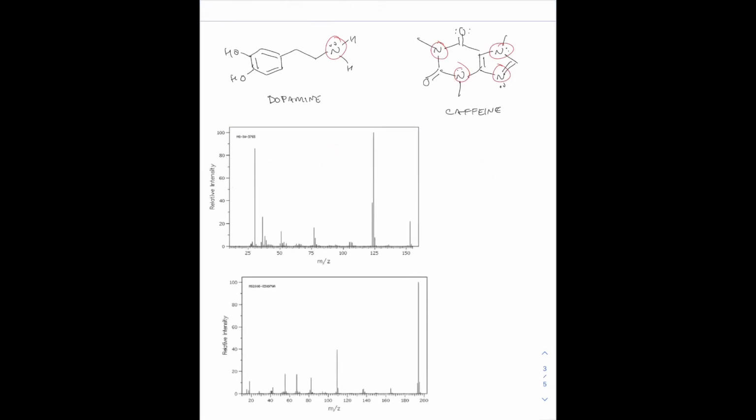All right, so here are two mass spectra, and I want you to decide which one is which, not even looking at the actual molar mass of the two substances. Don't calculate that, but let's just take a look at the features of the dopamine and caffeine. So dopamine has 1 nitrogen and caffeine has 4.